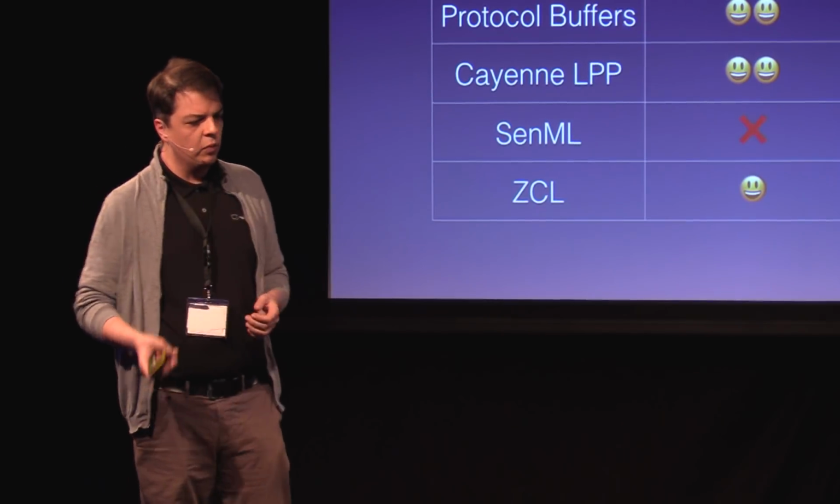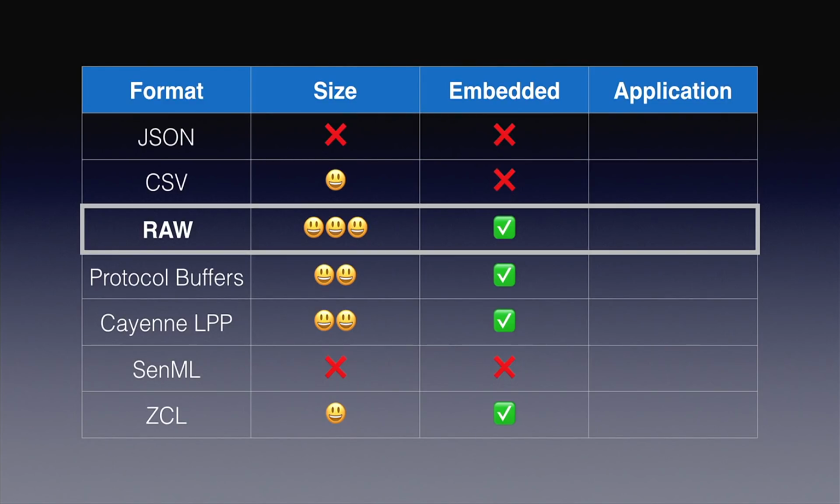If we summarize a bit what I showed to you until now, what we can see is that the raw format is very simple, very easy to use, very small, so we could think that's a good one, at least for the embedded system part.